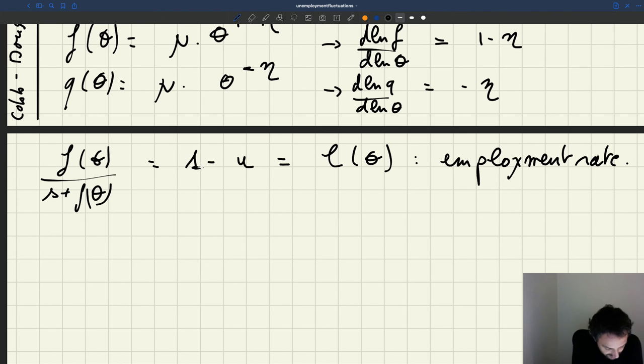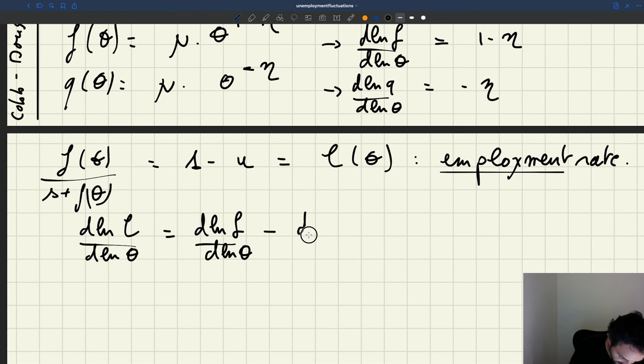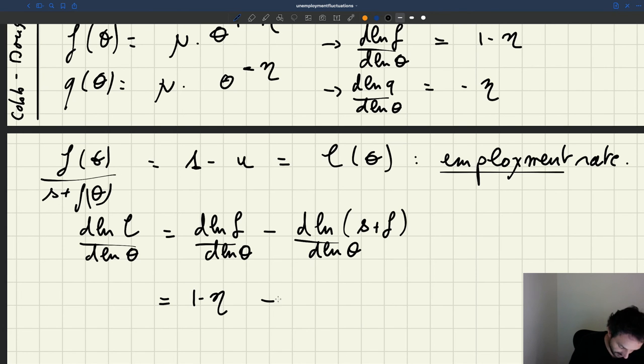So now, under our Cobb-Douglas assumption, what is the elasticity of the employment rate with respect to tightness? Which is kind of a useful intermediate step. So let's compute it. d log L / d log theta. What is it? You know that you're going to take the log of that ratio. So it's going to be d log f / d log theta minus d log (s plus f) / d log theta. Now d log f / d log theta we just said was 1 minus eta. So that's pretty easy.